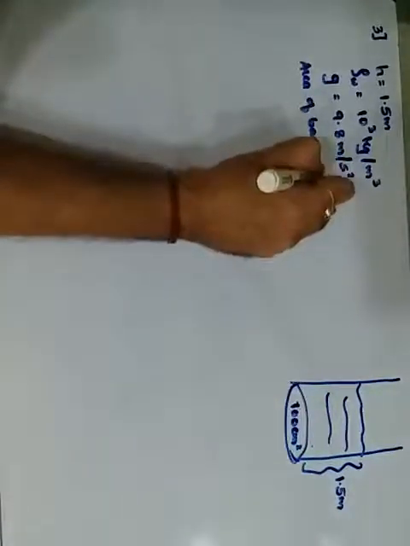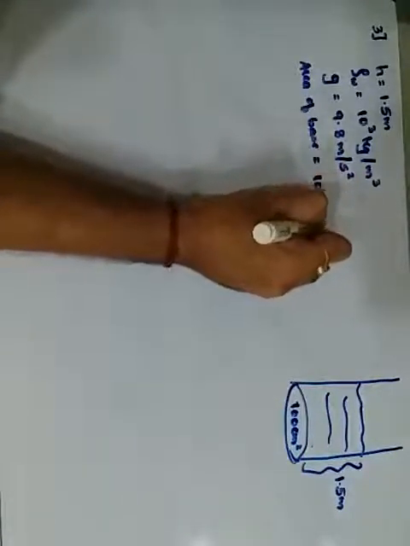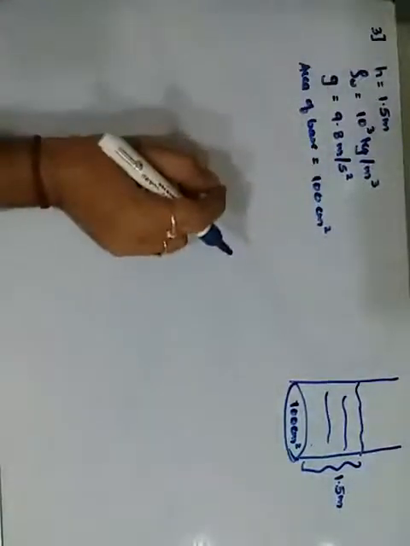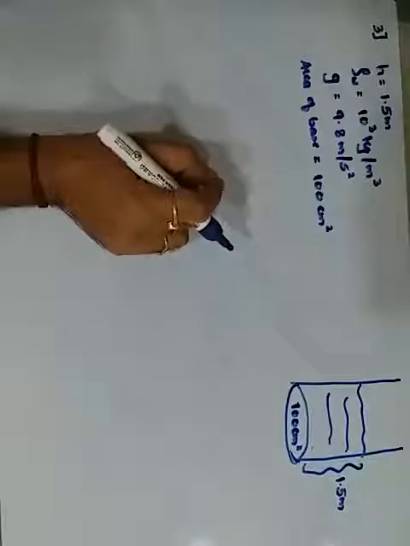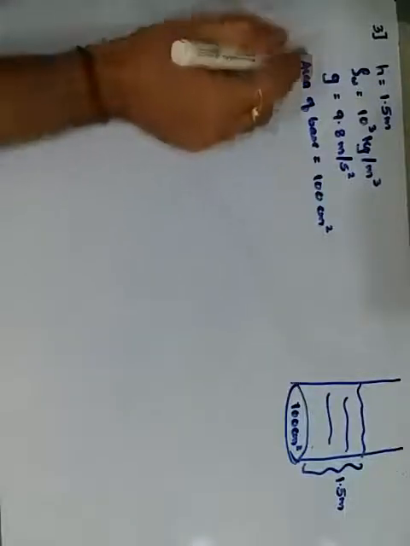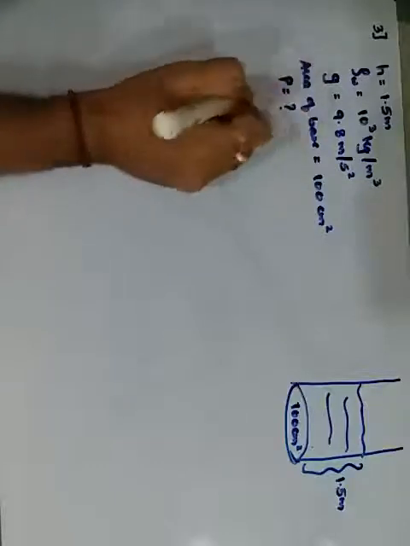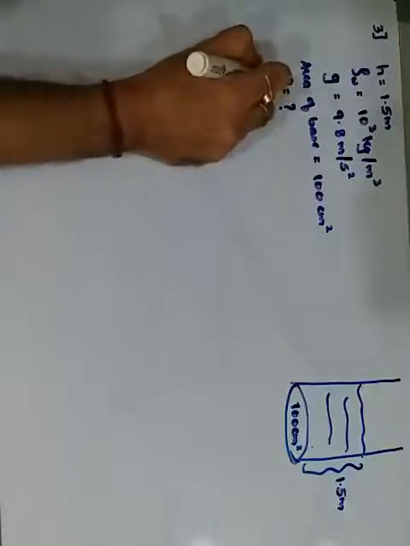100 centimeter square. This centimeter square won't work, so we need to convert it, but later on we'll convert. Okay, let us see now. What we require is first the pressure P, how much pressure, and also the thrust, that is, the force exerted on the bottom, on the base.